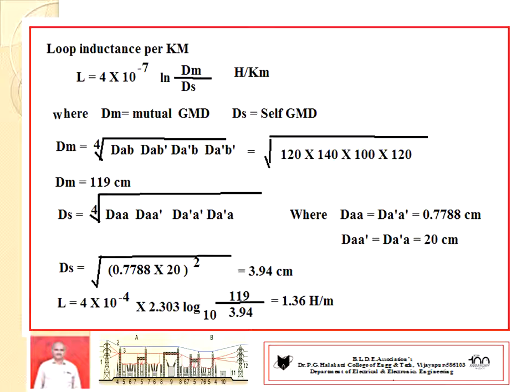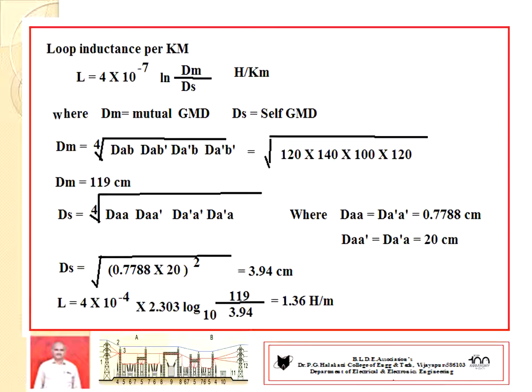So how to calculate Dm? Fourth root of DAB, DAB dash, DA dash B, DA dash B dash. Sir, the only intelligence required is that you have to take the respective distances. DAB is 120 centimeter, DAB dash is 140, respective distances you substitute. Again it is the fourth root. This value becomes 119 centimeter.